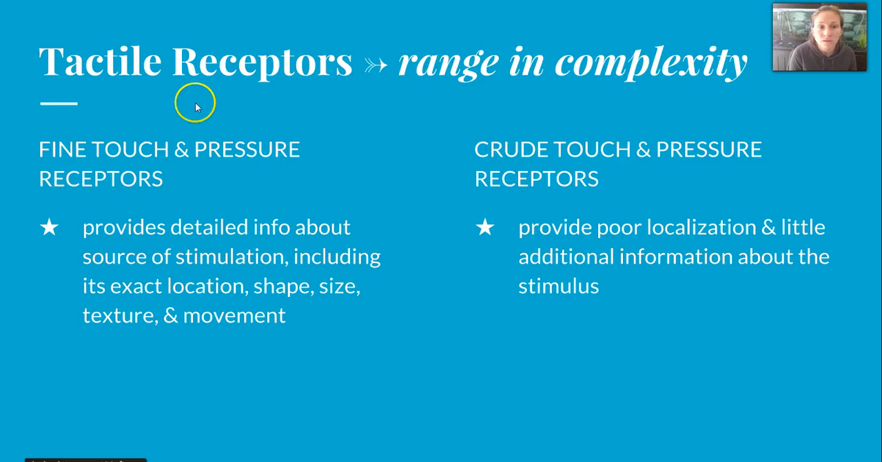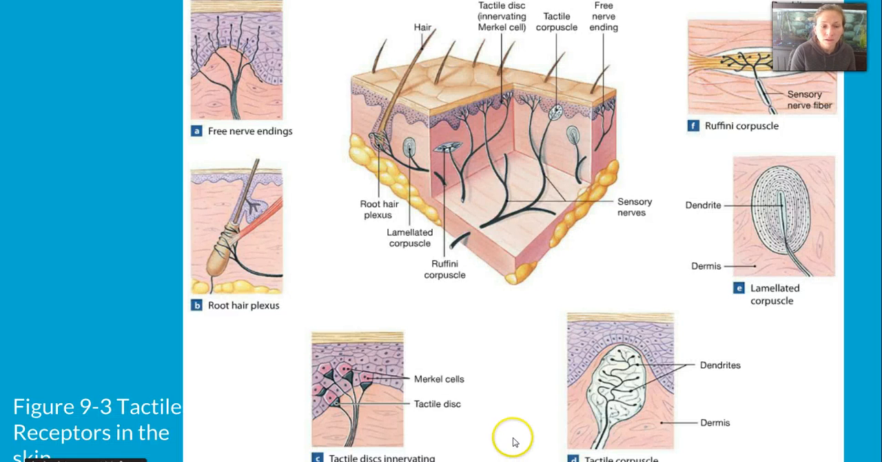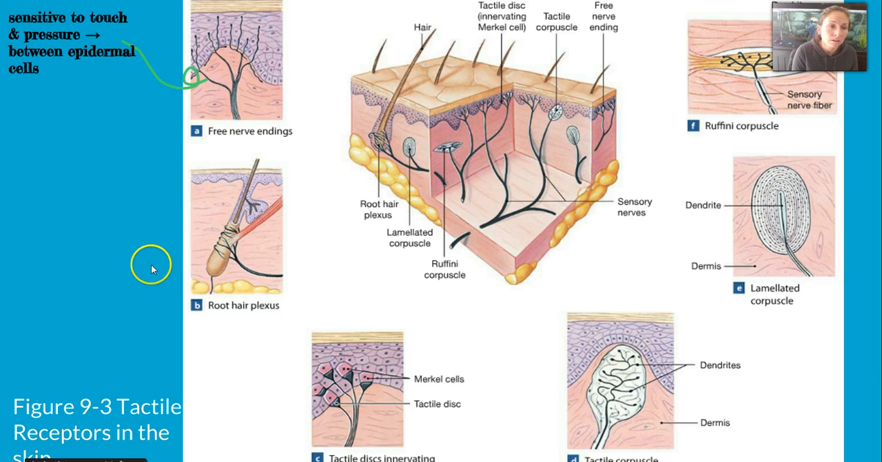Taking a closer look at our tactile receptors, they range in complexity, with fine touch and pressure, while we also have crude touch and pressure. The fine touch provides detailed info about the source of stimulation, and the crude touch provides poor localization and little additional information about the stimulus, unlike fine touch, which tells us location, shape, size, texture, and movement. Now, this diagram here has a lot of info on it. You're welcome to go back in your book and jot down a few more pieces of information, but I'm going to go through each type of tactile receptor real quick and what it is sensitive to.